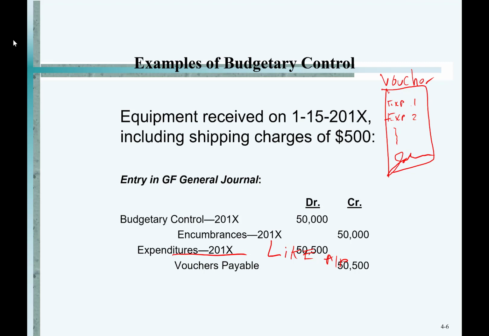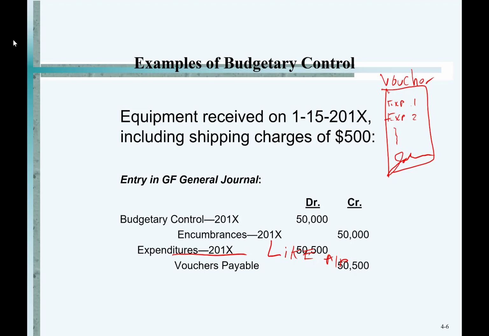So what do you do? You go ahead and you debit the budgetary control, credit the encumbrance, reversing the original encumbrance entry, and you debit expenditure and credit vouchers payable for the actual amount, whatever that is. Now, vouchers payable, I wrote across there, is like accounts payable, but we call it vouchers payable. But it's just like accounts payable.